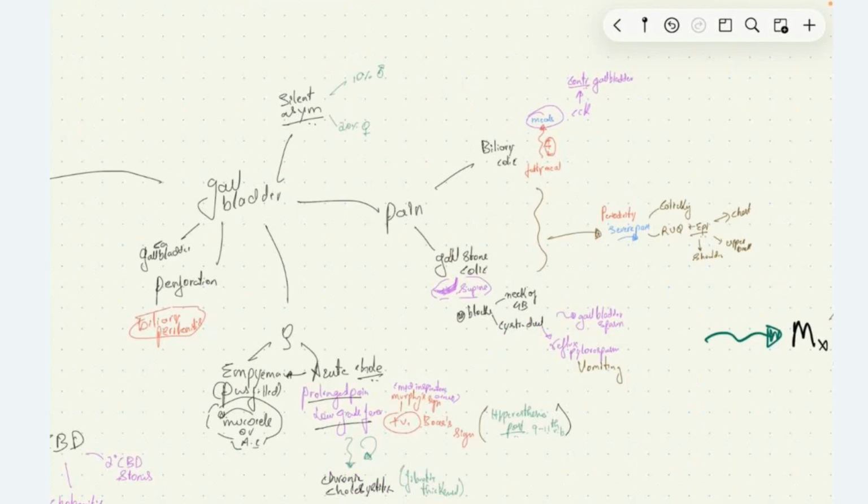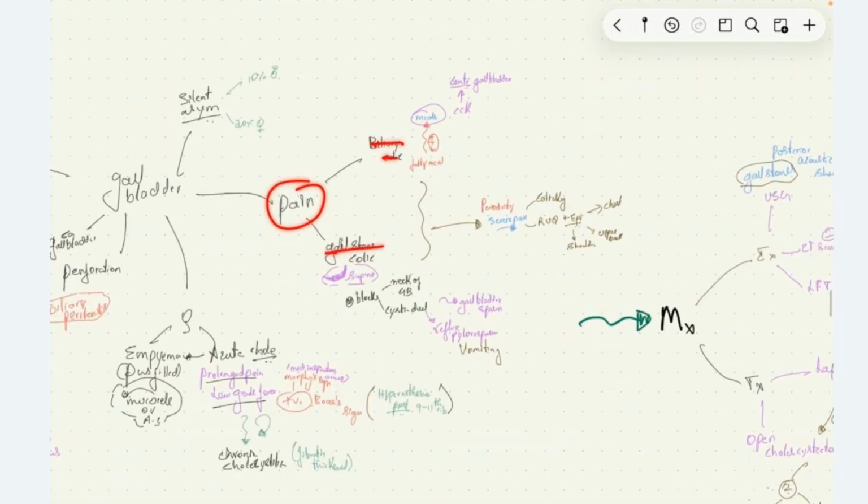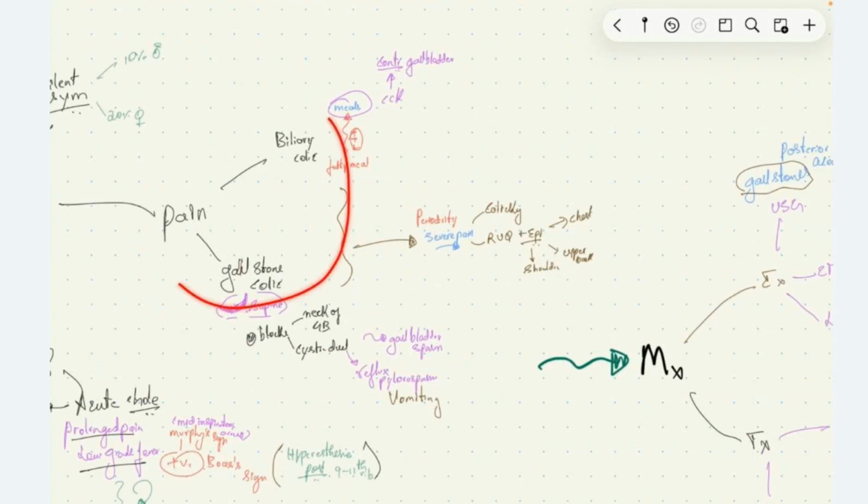The pain, we have biliary colic and gallstone colic. These two types of pains are periodic severe pain, severe colicky pain occurring in the right upper quadrant and epigastrium, which radiates to the chest, upper back, and shoulder. Periodicity meaning it will be present for a few hours and then it will go away, and then again on precipitation the patient will get the pain.